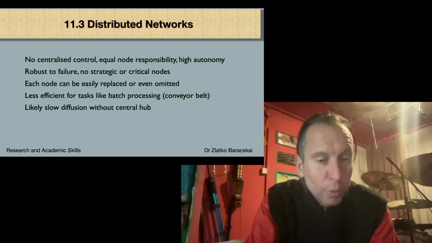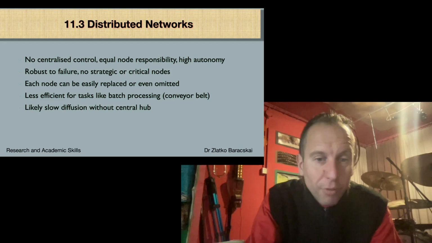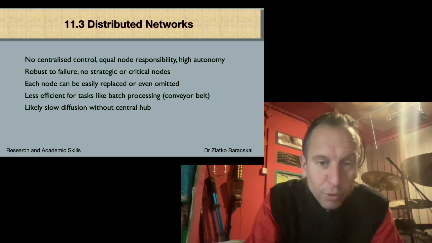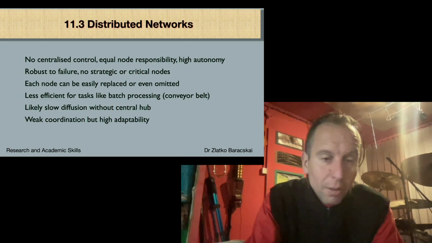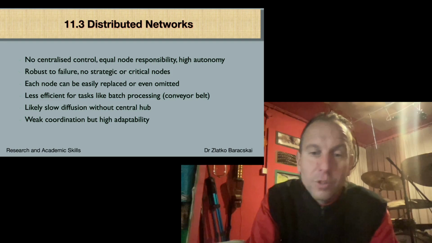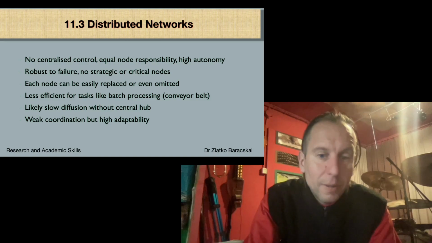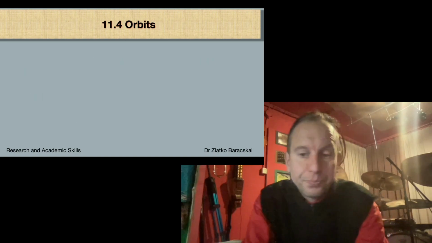Typically, you would have slower diffusion. As explained, that's the rate of information going through the network. You might have weak coordination, because the diffusion is slow. Nevertheless, you will have a higher degree of adaptability. So these types of networks are probably the most dynamic in relation to the environment.